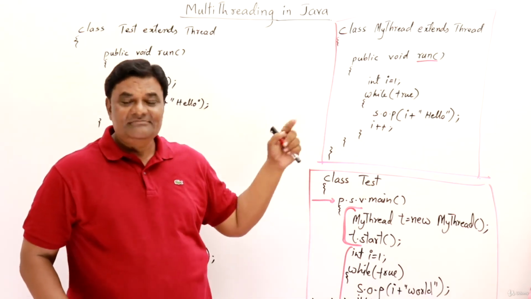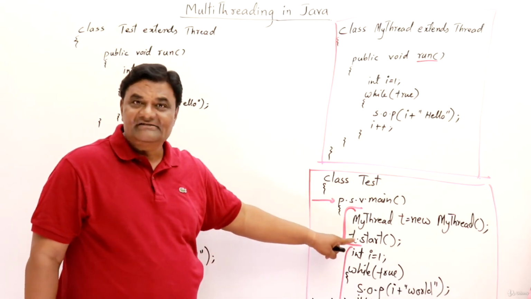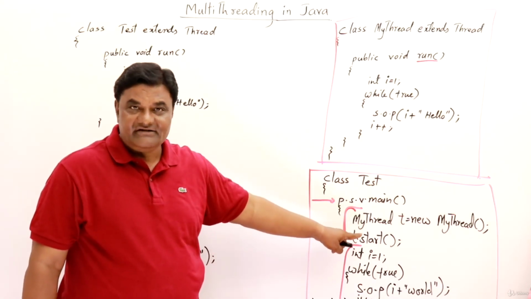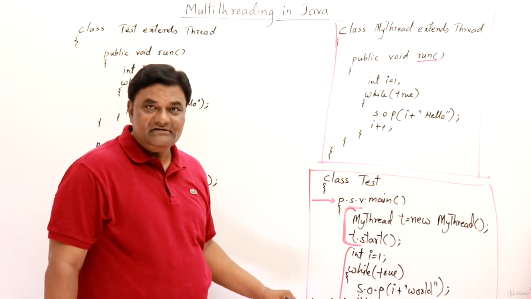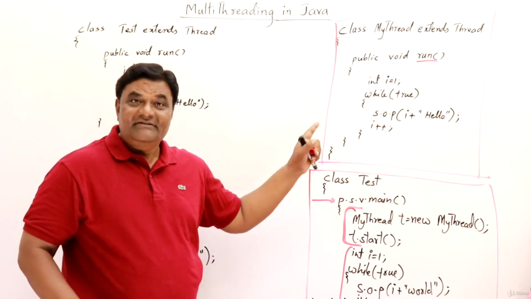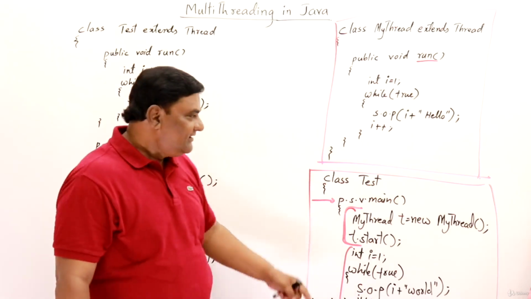So it knows how to start a thread. It will call that run method as a thread. This has the mechanism for starting a thread. So you have to create an object of a thread class and call the start method. That's all. I have explained the whole program. Now let us see how it works.